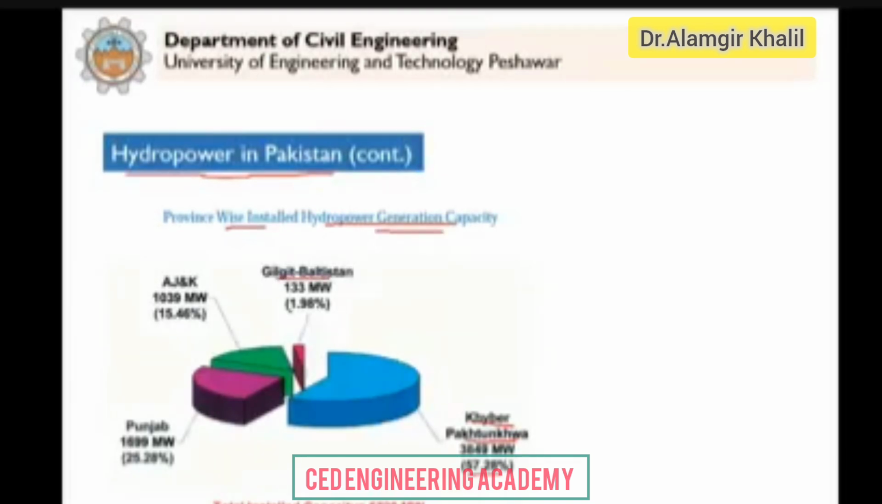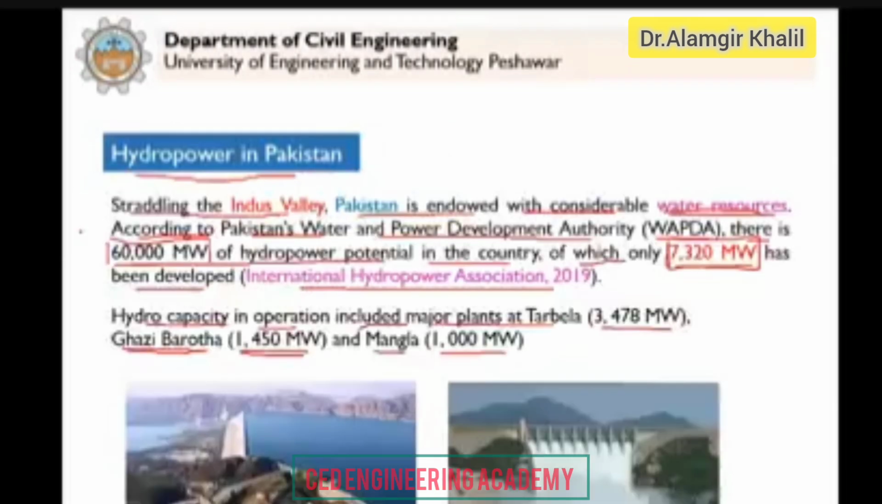Gilgit-Baltistan is contributing nearly 2%. Azad Jammu and Kashmir is contributing exactly 15.46%. And Punjab is contributing around 25%. This is the province-wise installed hydropower generation capacity. So you can see that it is a very small amount we are generating out of the available 60,000 megawatt of hydropower potential in the country.